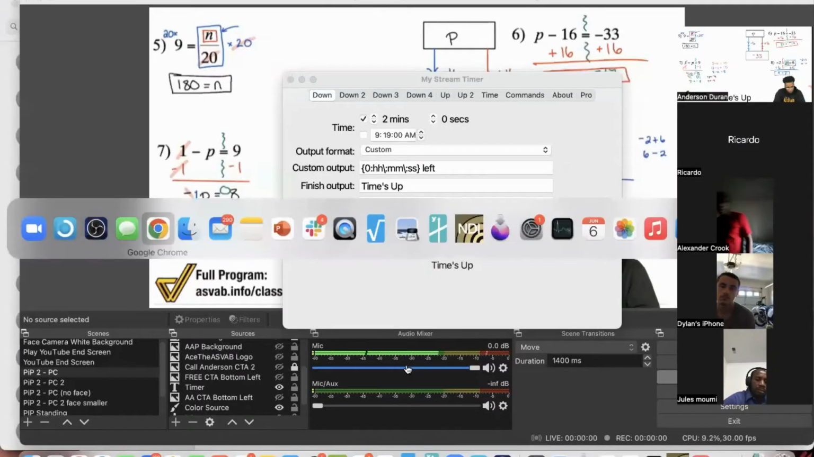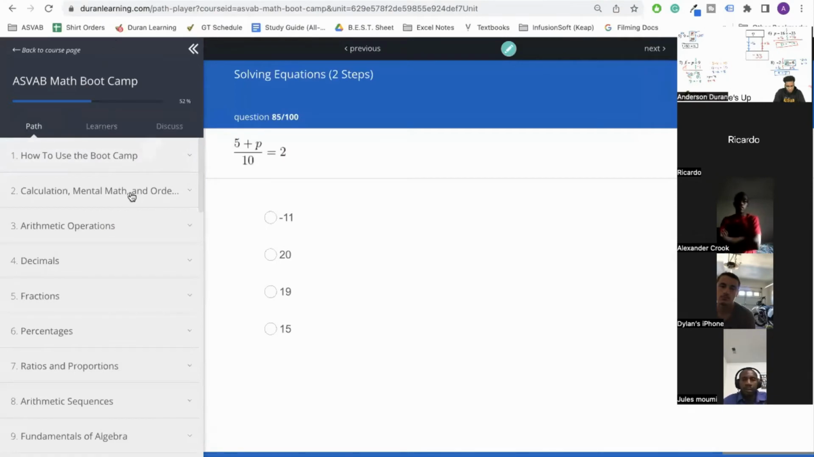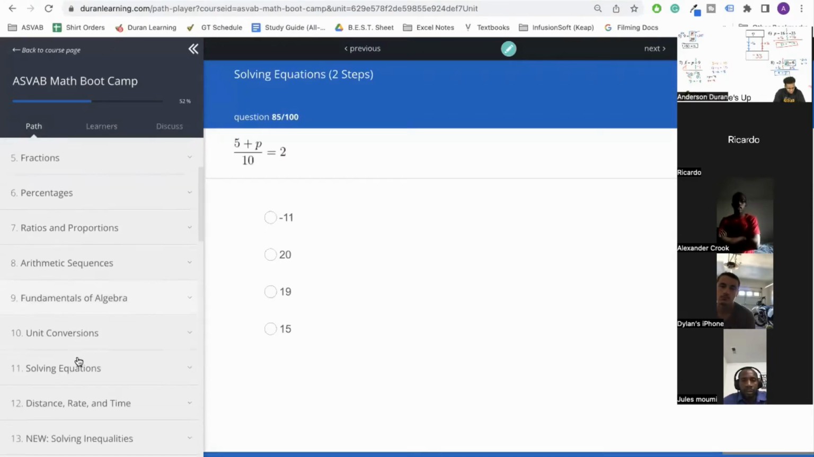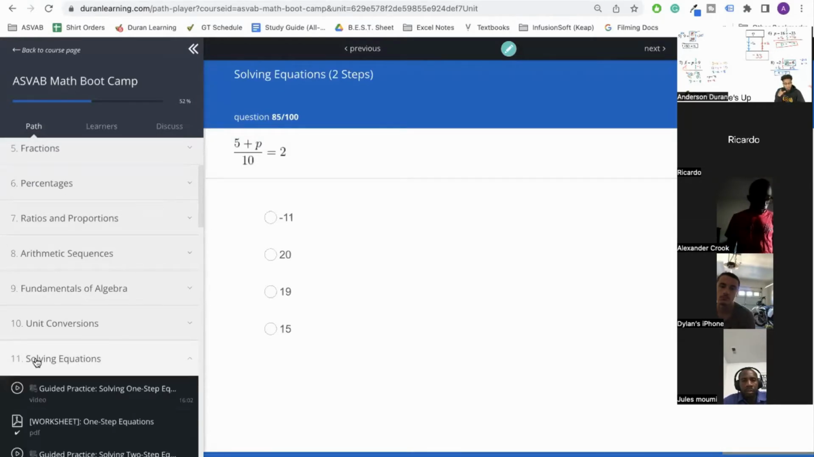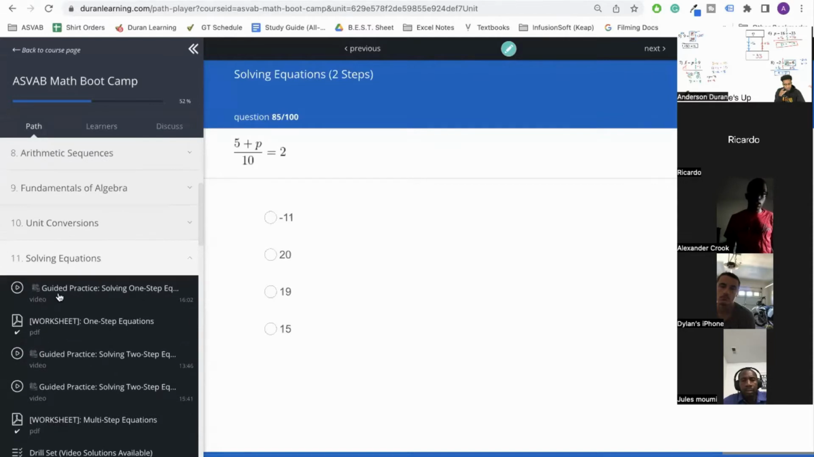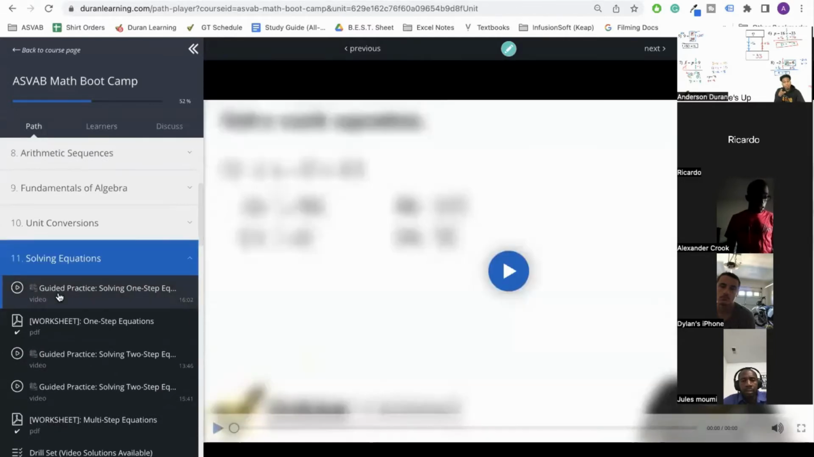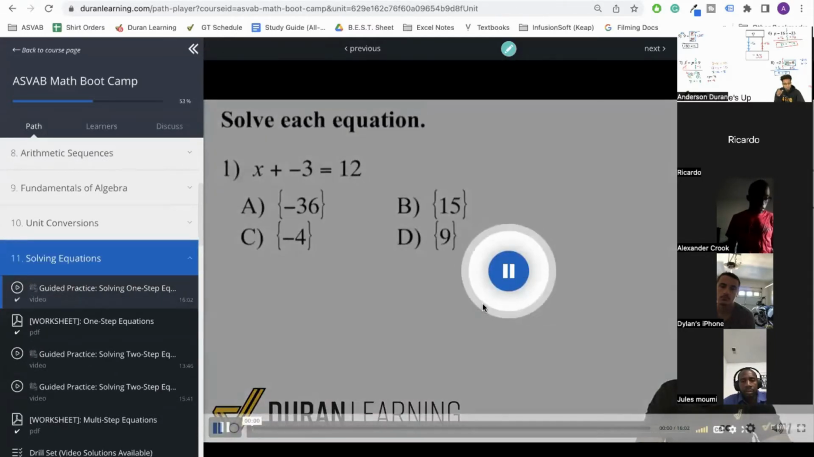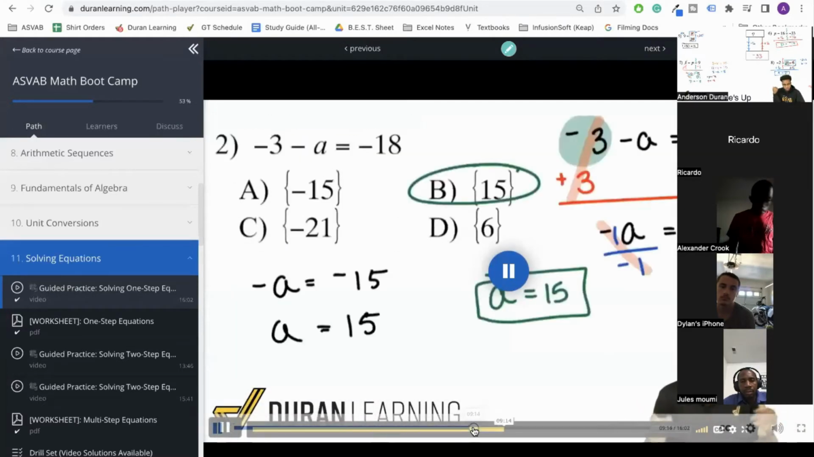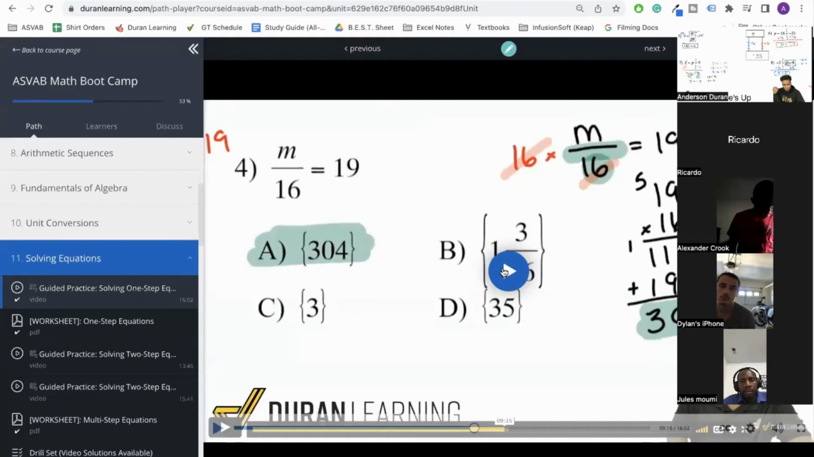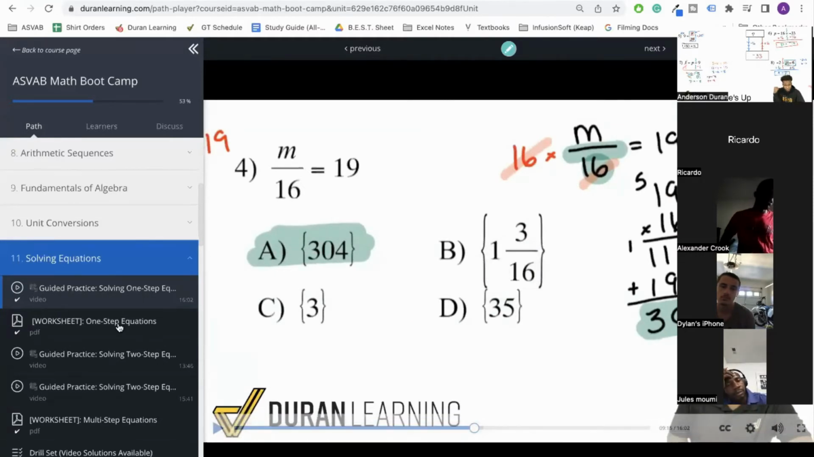Let me share my screen. And let's check this out here. So if we look at solving equations right over here, number 11. For those of you that are in the program, in the Math Bootcamp course that you get, section 11 is solving equations. If you look at the video, there it is. There's your guided practice on solving 1-step equations. This is me going through a ton of different questions. So those are the videos on solving 1-step equations that we just did right now.